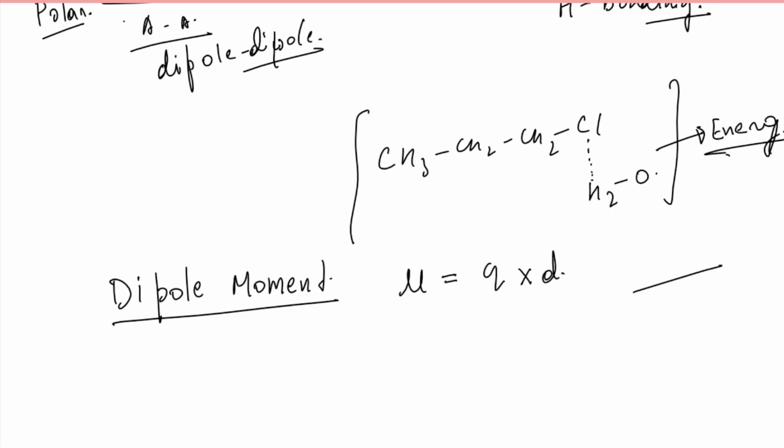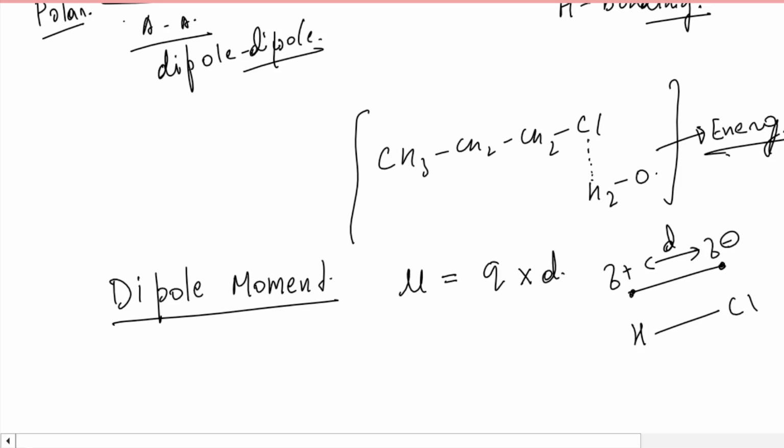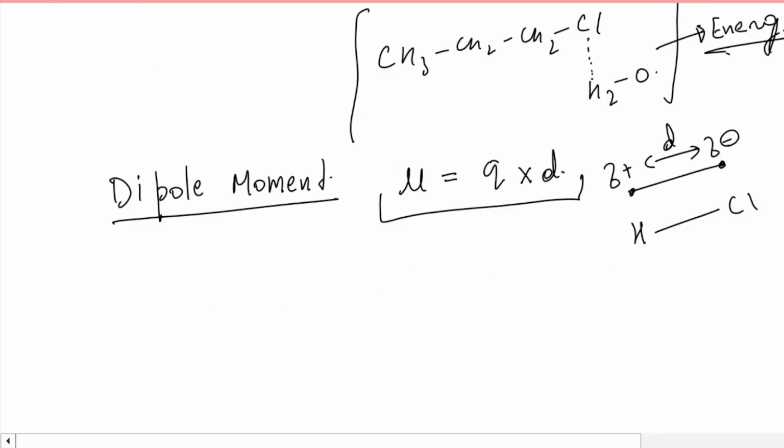That is, suppose this is a dipole. So if here is a del positive charge and here is a del negative charge, so these two charges are separated by a distance d. So this del positive charge is suppose q and this del negative is also q. So if equal and opposite charges are separated by distance d, then that is a dipole. And their dipole moment is given by q into d. So more polar a substance will be, more will be its dipole moment.